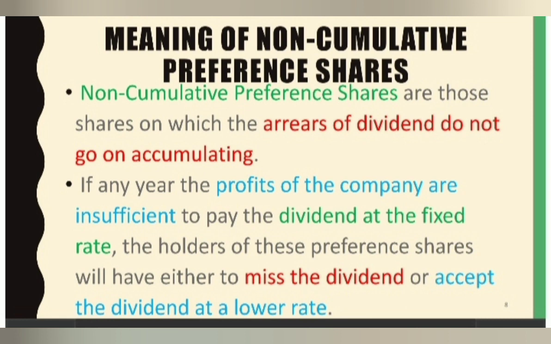Non-cumulative preference shares. Non-cumulative preference shares are those shares on which the arrears of the dividend do not go on accumulating. If in any year the profits of the company are insufficient to pay the dividend at the fixed rate, the holders of these preference shares will have either to miss the dividend or accept the dividend at a lower rate.